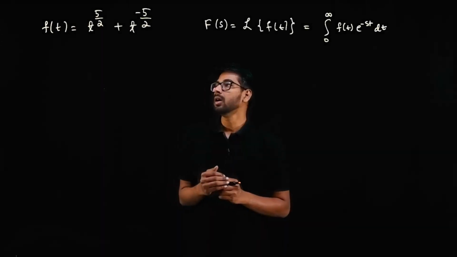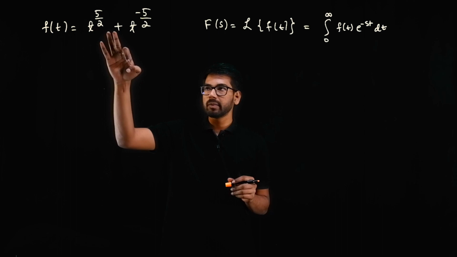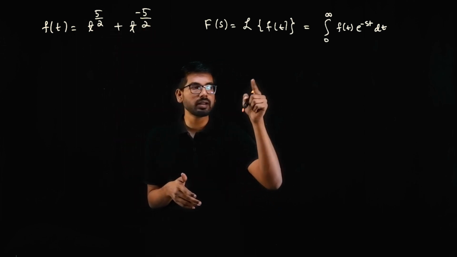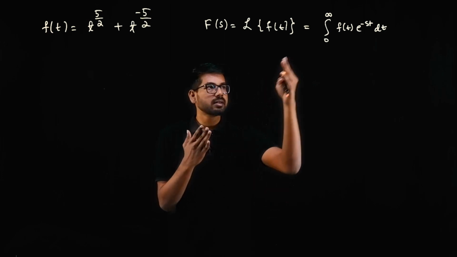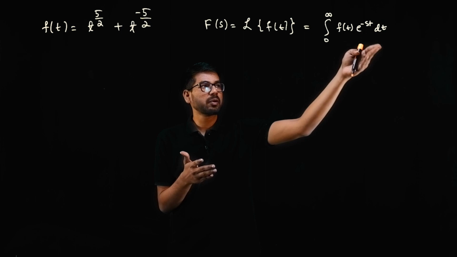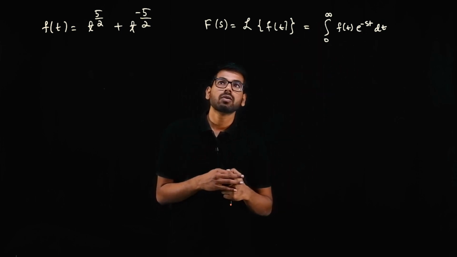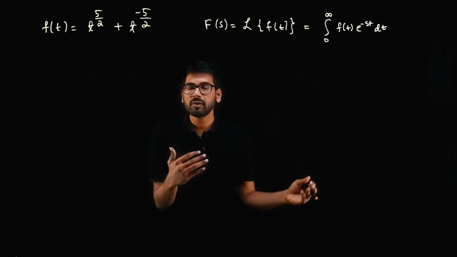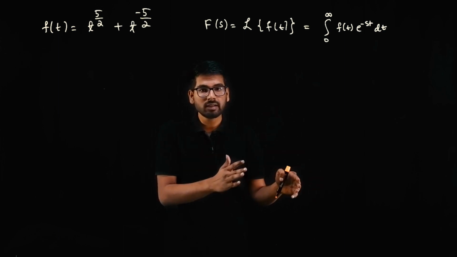Okay, so in this question, f of t is given as t power 5 by 2 plus t power minus 5 by 2, and we have to find f of s, which is the Laplace transform of f of t. And Laplace transform is the integral of the product of f of t and e power minus st with respect to t from 0 to infinity.